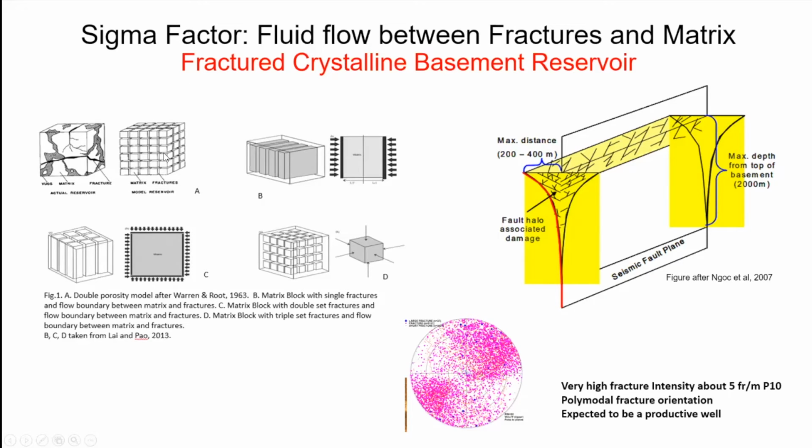So that's nice. It makes sense. For this particular study, there is this well. On the bottom right, we see the distribution of the fault planes, the poles of the fault planes, and it has a very high fracture intensity, above 5 fractures per meter, P10, along the well for a subhorizontal well. So obviously higher fracture intensity, higher sigma factor, great well, right? No, a really bad well from the production point of view.